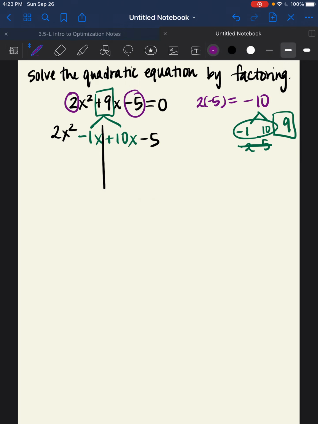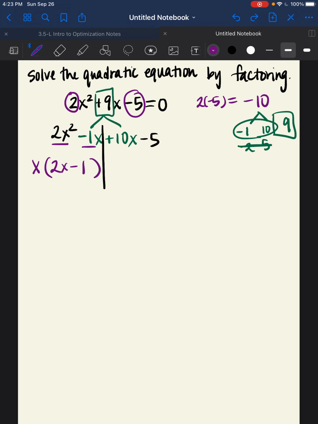we are looking for something we can factor out of the 2x squared and the -1x. And the only thing we can factor out is an x. Factoring out x leaves 2x minus 1. If I were to redistribute that x, I would have the 2x squared minus 1x once again.